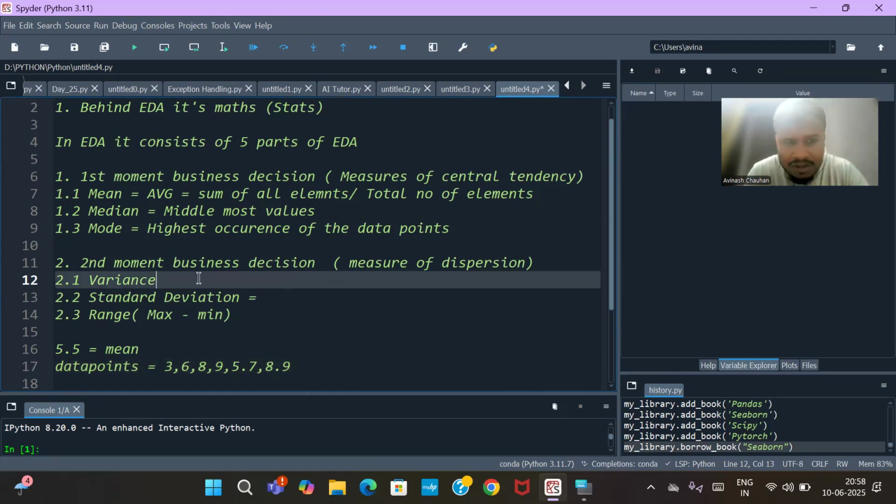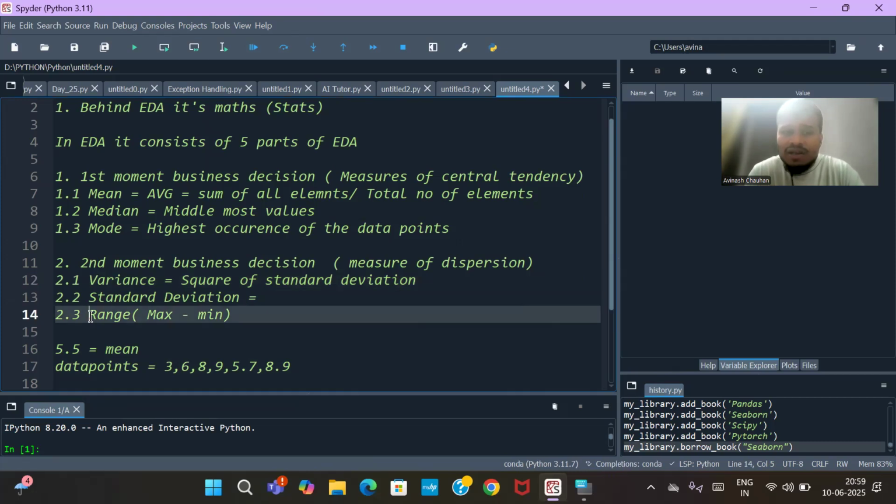And what is the variance? Variance is basically the square of the standard deviation. Why are we taking the square? We are taking the square to remove the negative values. We can also take the modulus, but here we are taking variance. So standard deviation means how my data points are dispersed from the mean, and variance is the square of the standard deviation.